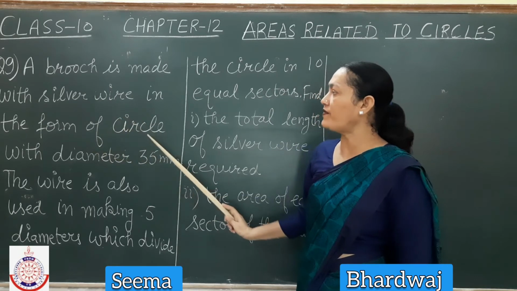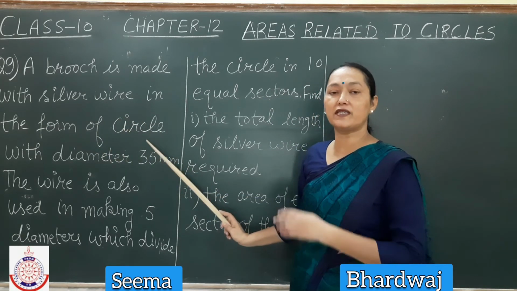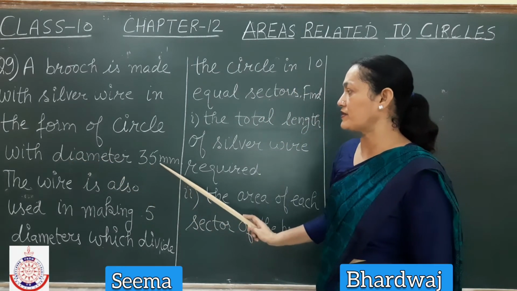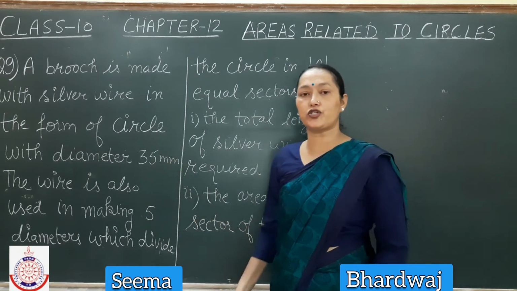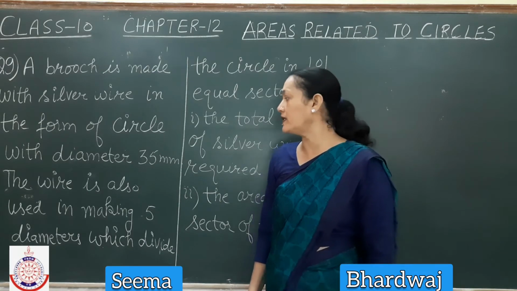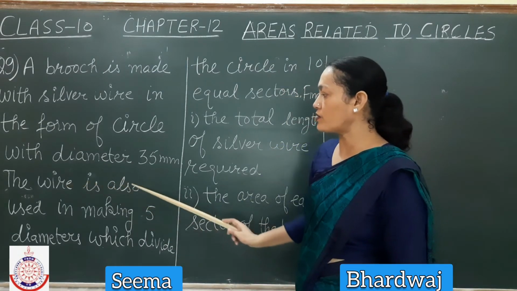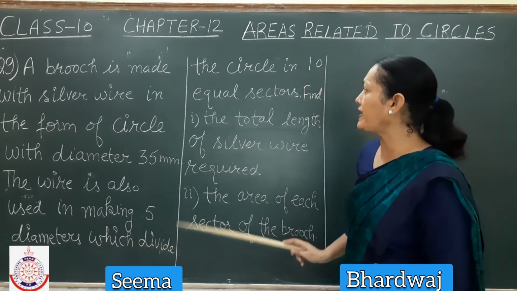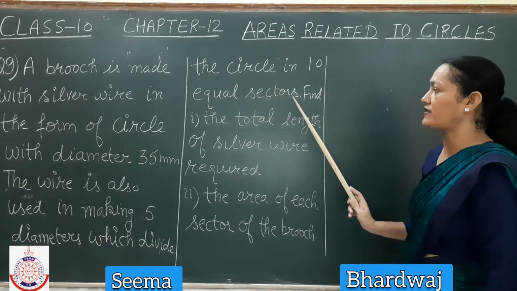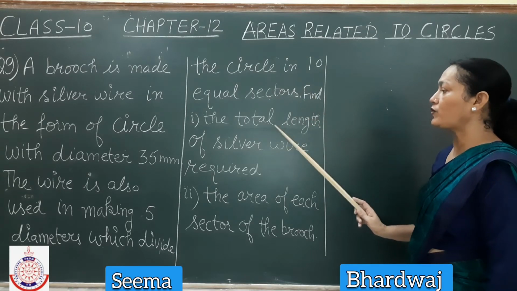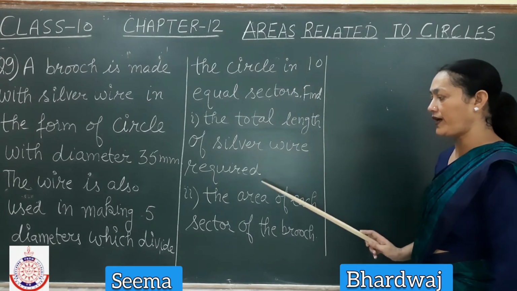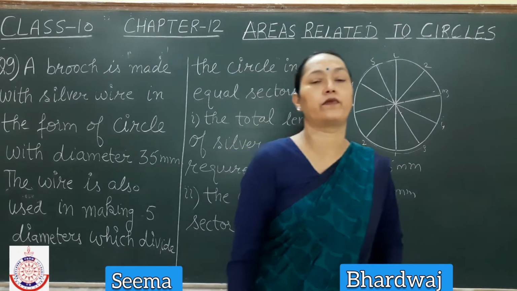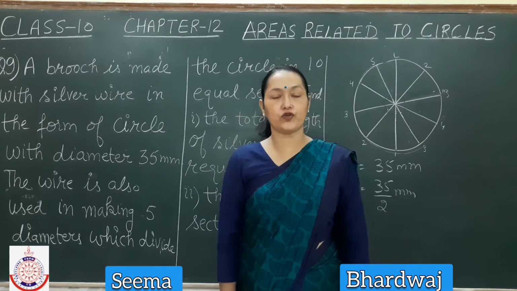Next I have taken question number 9, where they say that a brooch is made with silver wire in the form of a circle. The brooch is in the form of a circle with diameter 35 millimeter. That means the diameter of the circle is given to us. Then they said the wire is also used in making 5 diameters which divide the circle into 10 equal sectors. And we have to find the total length of the silver wire required and the area of each sector of the brooch. Let us see how to do this question.